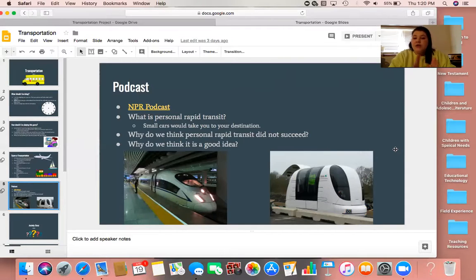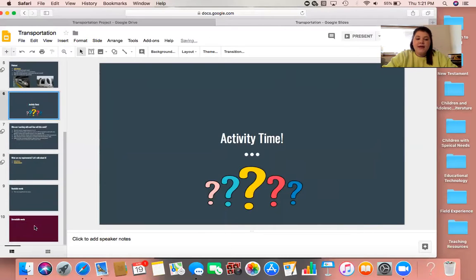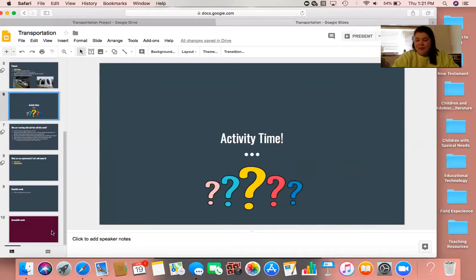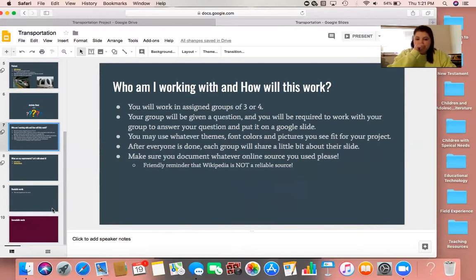So that is what we talked about with the personal rapid transportation, and I'll come back around. But anyway, so that was that. And so then I had the activity time slide pop up, and of course everybody gets very excited when an activity time slide pops up. And I had each of these appear one by one on click, so I could very slowly go through it, make sure everybody was paying attention.